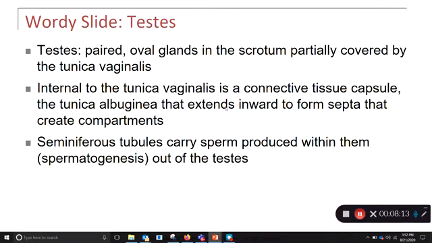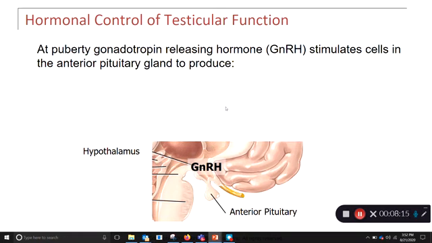So with that, the next slide that we'll be using will be discussing the hormonal control of testicular function. And I will see you all shortly.